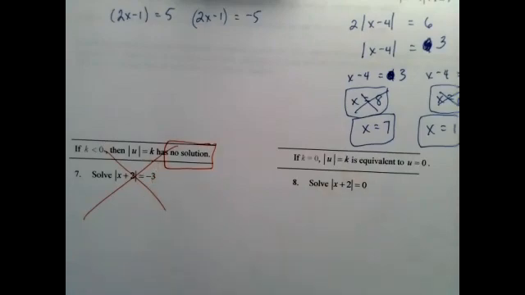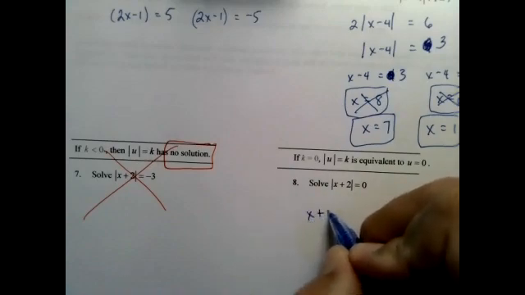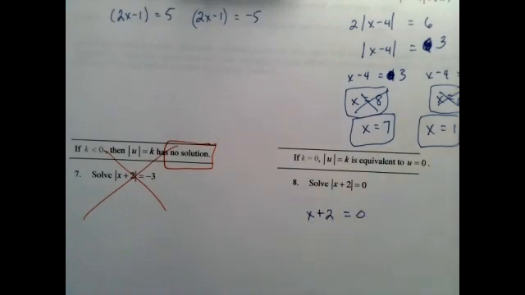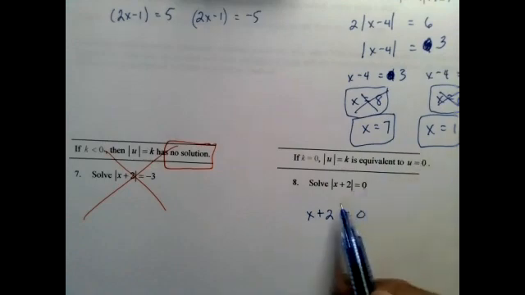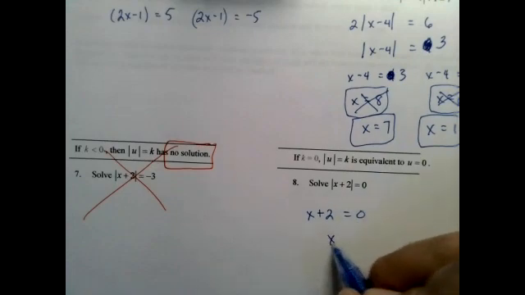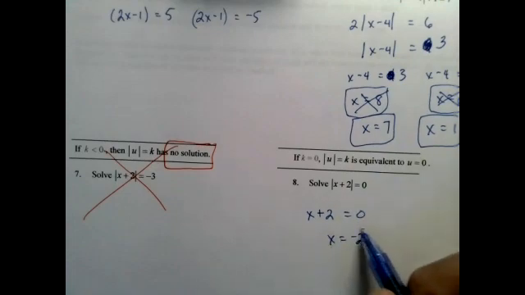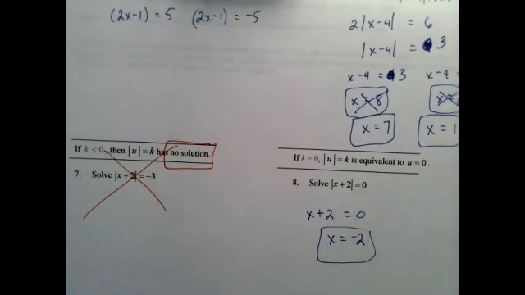Now 0 is good. X plus 2 can equal +0, which is just 0. X plus 2 could equal -0, which is just 0. So this simply becomes X equals -2. And if I plug it back in, the absolute value of 0 is in fact 0. Lots of problems.